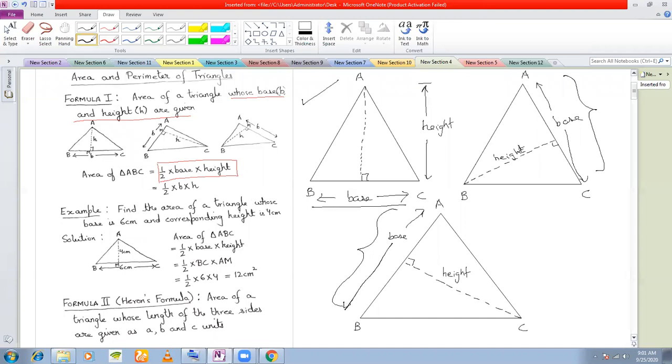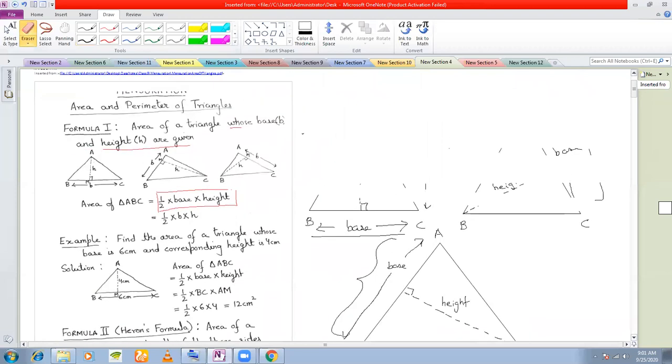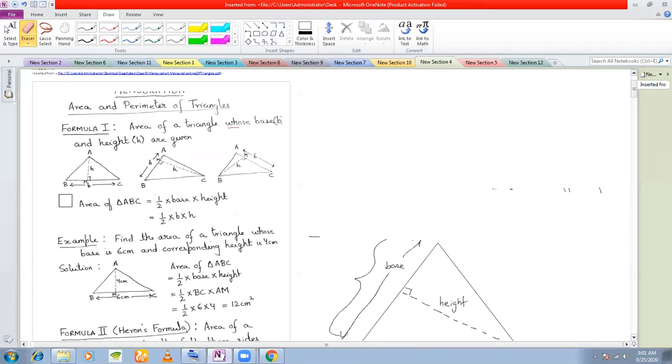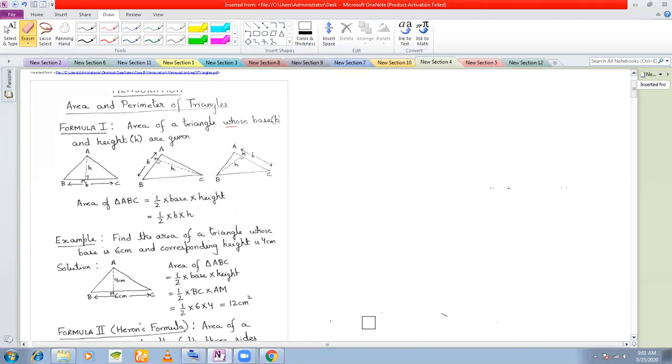Okay, but the only condition here is that you must know the height. If you don't know the height, then you will not be able to use this formula. So this is a very basic formula for area of triangles, and I've given you an example also in this case. But before going to the example, I would like to ask you something: if I give you a triangle in this manner, can you tell me which one should I take as the base?